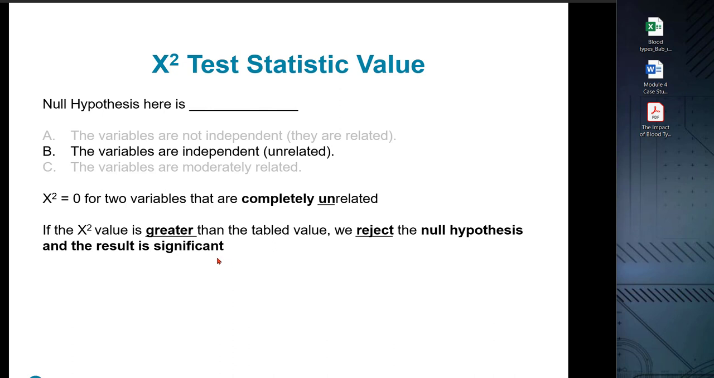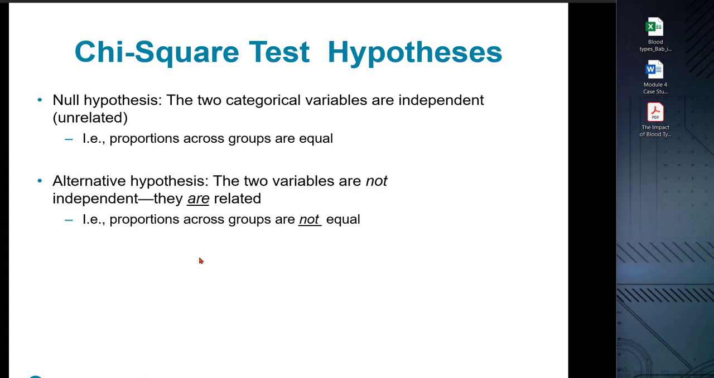Specifically, for a chi-square test of independence, the null hypothesis states that the observed frequencies in each cell of the contingency table, the proportion across groups, are consistent with what would be expected under the assumption of independence. It suggests that any deviations between the observed and expected frequencies are due to random chance. The alternative hypothesis states that the proportion across the groups are not equal. Something is causing a change in the counts of the categories under study.